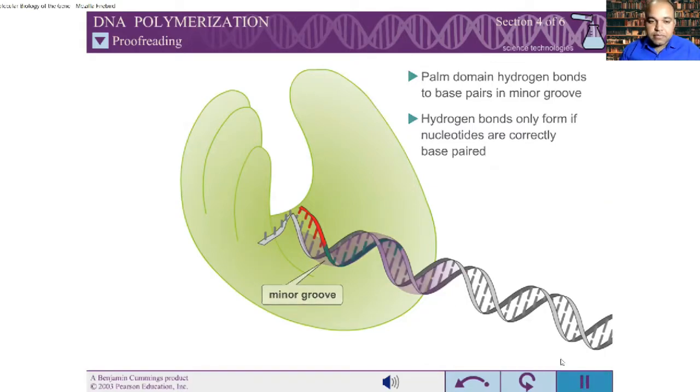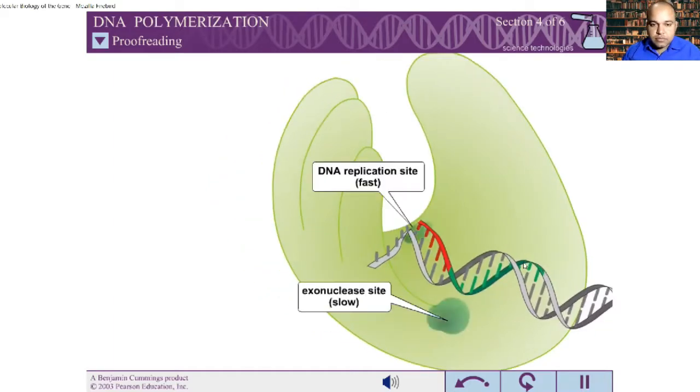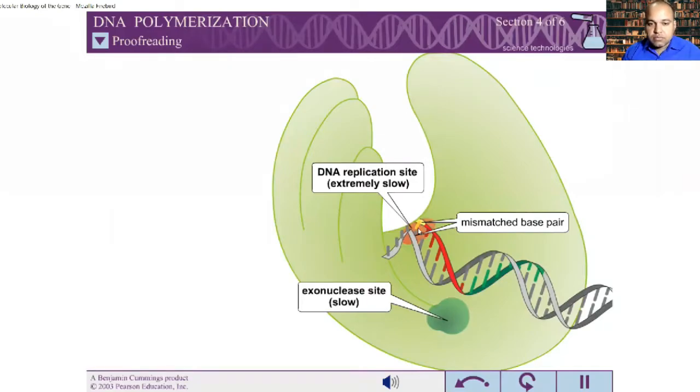Looking at the animation. In the rare event that a mismatched base pair is added, the distorted geometry of the substrate causes the replication rate to slow dramatically. The palm domain. If a wrong nucleotide has been added, then a mismatch which has been created will cause the replication rate to be drastically reduced. When the replication rate is drastically reduced, then the DNA replication is going to slow down. As it is going to slow down, DNA will be pushed towards the exonuclease site and the exonuclease site will remove the mismatch base pair.